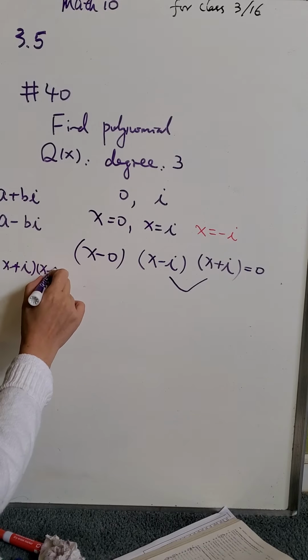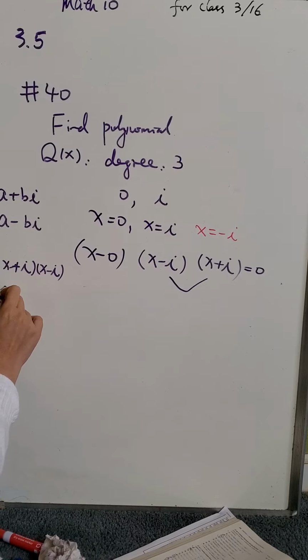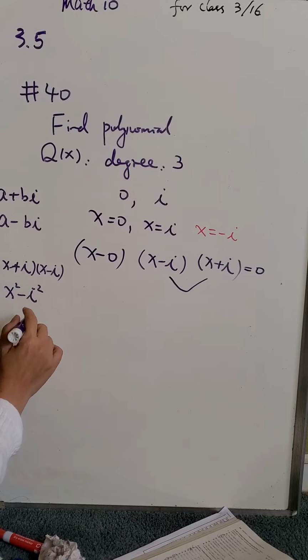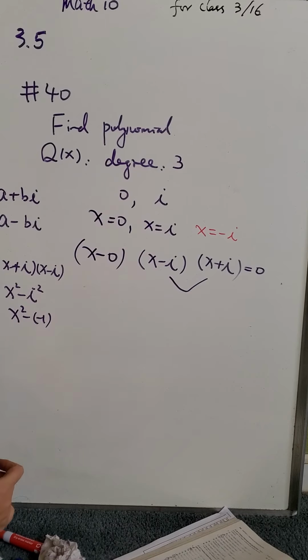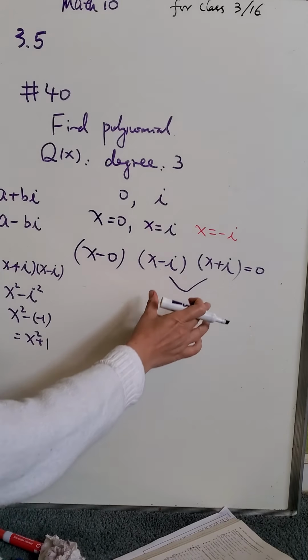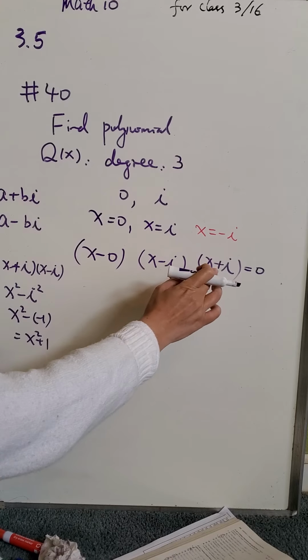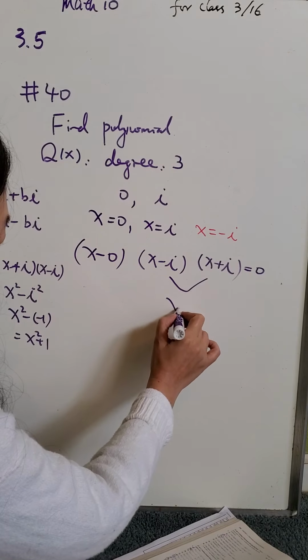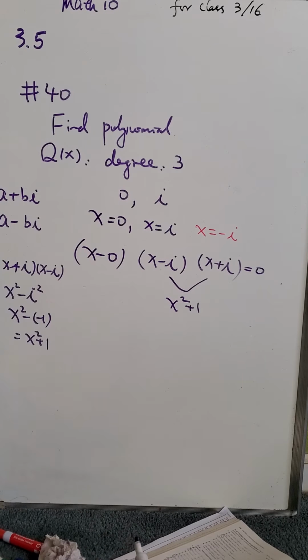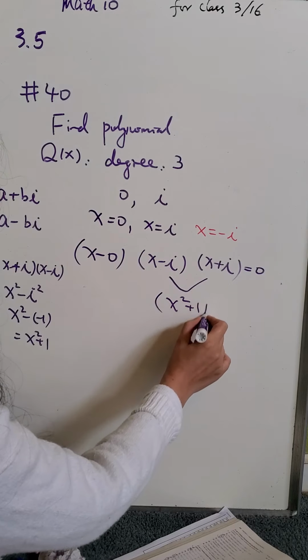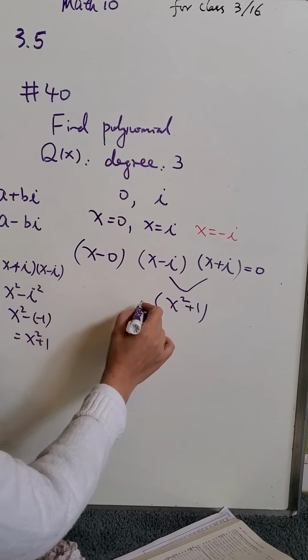times x minus i, you come out as x squared minus i squared when you multiply, by the difference of 2 squares formula. So i squared is equal to negative 1, so that becomes x squared minus negative 1, so that becomes x squared plus 1. So from now on, you see x minus i times x plus i, you will come out x squared plus 1. And then this x minus 0 is just x.